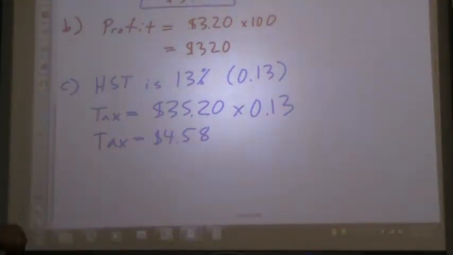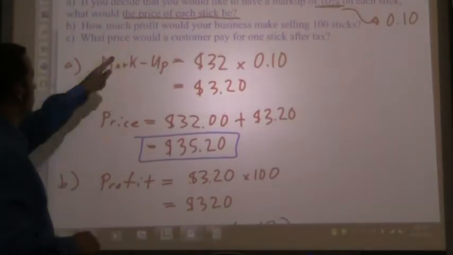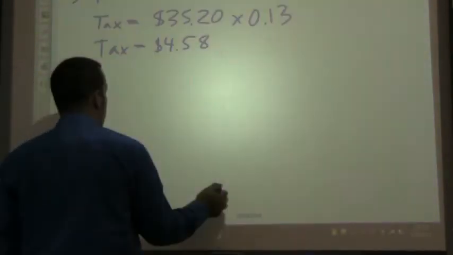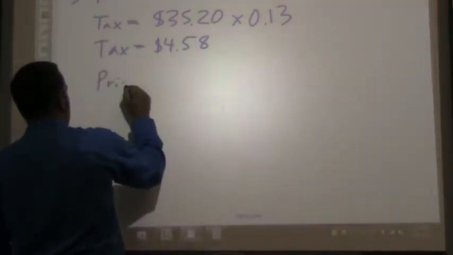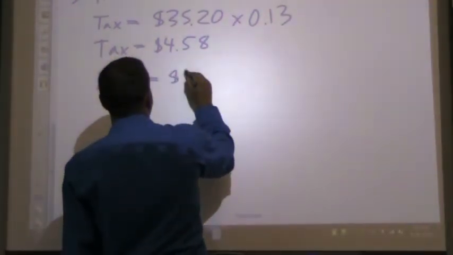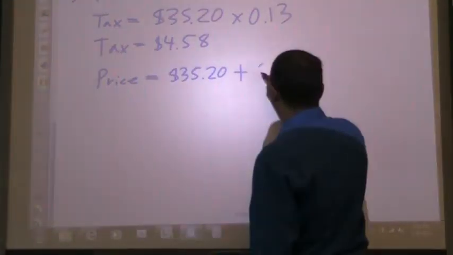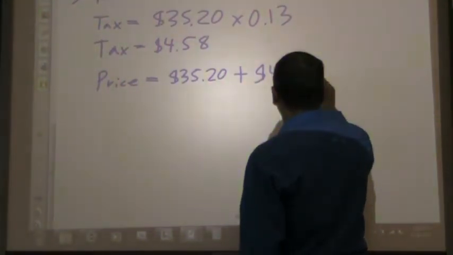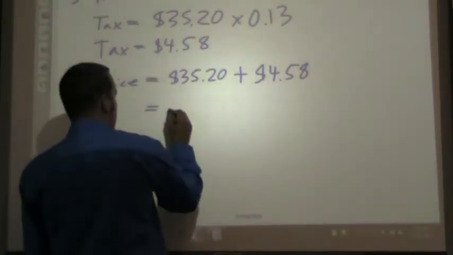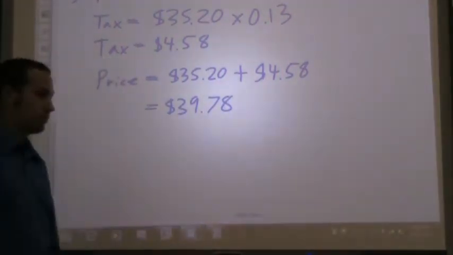So there's the amount of tax that I'll pay on each stick. Again, I have to look back at my question. It says what would be the price that the customer would pay. So there's the amount of tax. So to get the final price, I take my original cost, which was the $35.20, and I add the tax that I have to pay, and then I get that my final price is going to be $39.78.